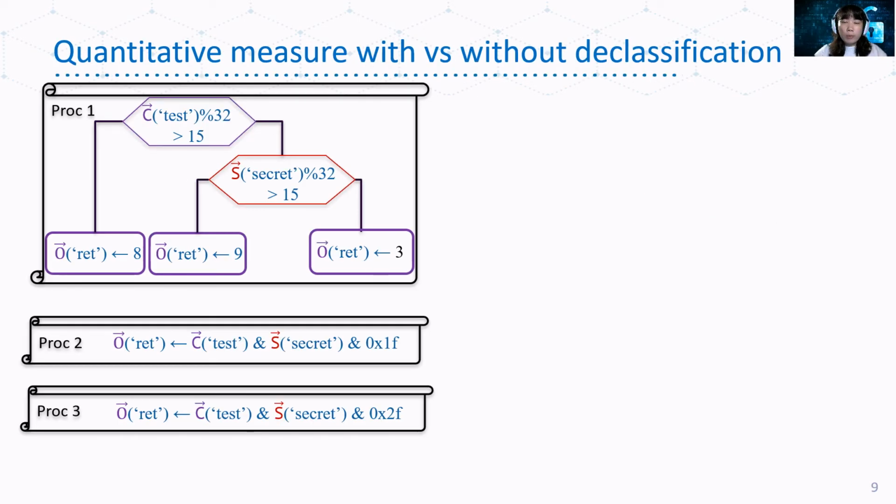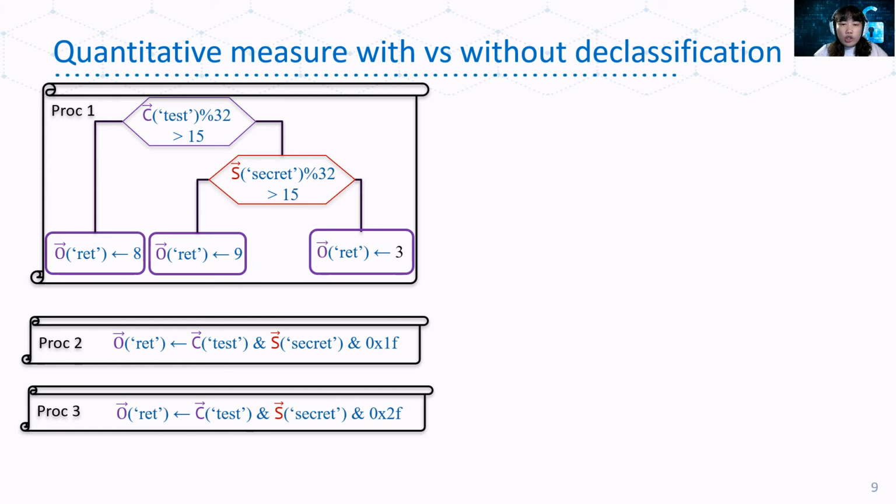To give you some motivation about why we need this declassification and how we use the declassification in the quantitative measure, here we give 3 simple and naive examples. The first procedure allows the attacker to reveal the 5th bit of a secret via an implicit flow. The second procedure allows the attacker to reveal the first 5 bits of the secret via an explicit flow. The third procedure allows an attacker to reveal the first 4 bits and the 6th bit of a secret.